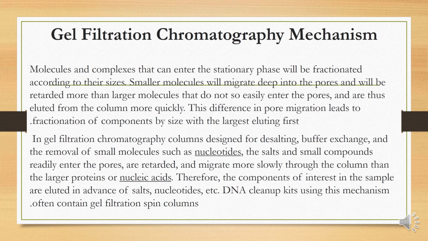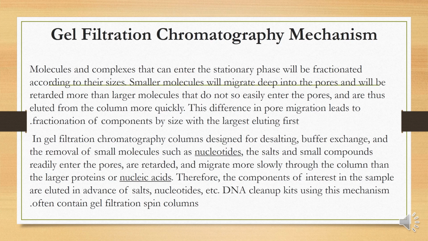Molecules and complexes that can enter the stationary phase will be fractionated according to their size. Small molecules will migrate deep into the pores and will be retained more than large molecules that do not easily enter the pores and thus elute from the column more quickly. This difference in pore migration leads to the fractionation of the components by size, with the largest eluting first.